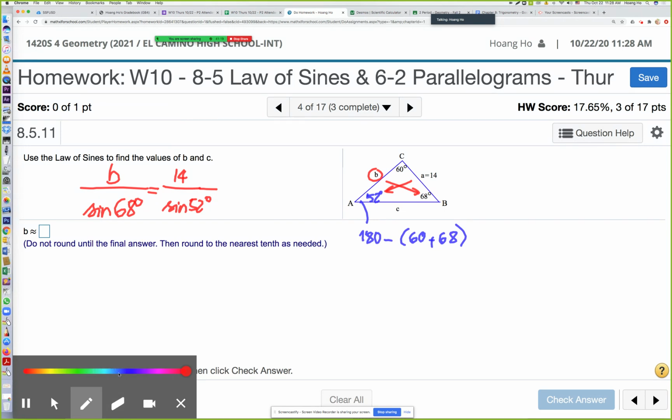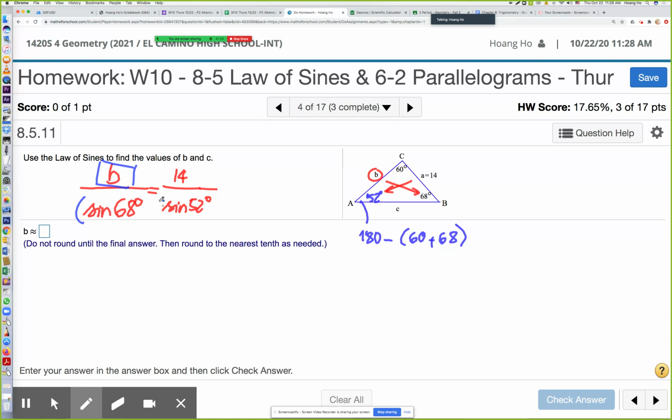Now look at this equation: B is the only unknown. So I would cross multiply sine 68 degrees to the right side, it should go to the top. So I get B equals 14 times sine 68 degrees divided by sine 52 degrees.